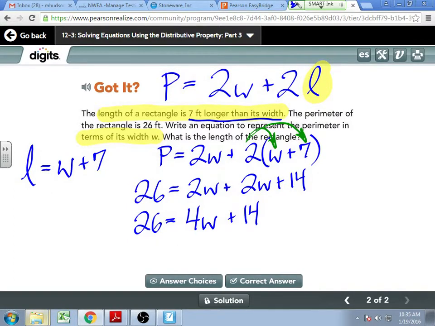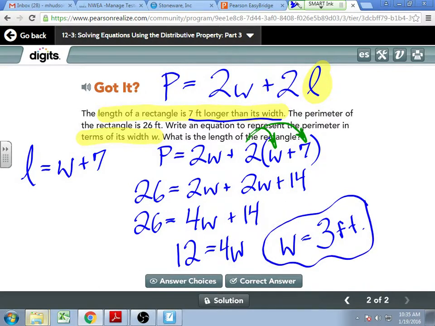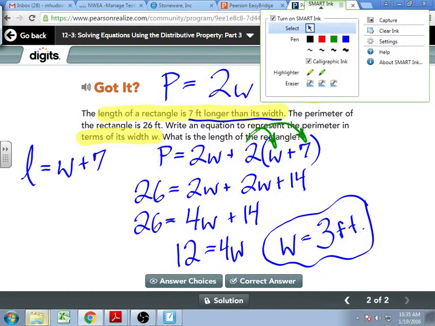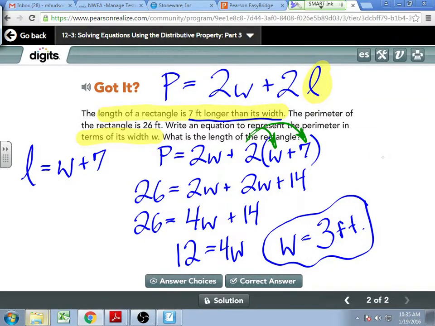26 is equal to 4 width amounts plus the extra 14, on both sides, class. Subtract by 14, which gives me 12. 12 equals 4W, which would tell me that W is 3 feet. Got a label. What would that make the length? If W is 3, the length is 10. It's 7 more.